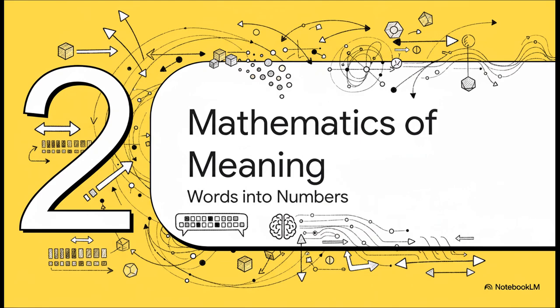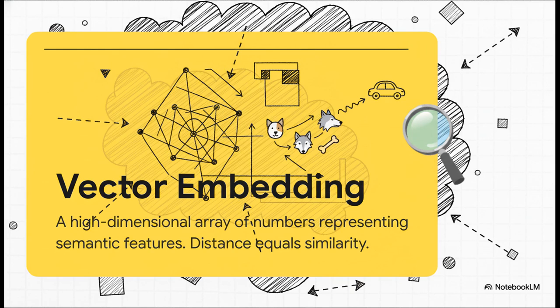All right, section 2, the mathematics of meaning. That retrieval step sounds amazing, but it begs a pretty big question, right? How in the world does a computer know what relevant even means? This is where we get to the real magic behind all of this, the art of turning words and even images into pure numbers. This right here is the big aha moment.